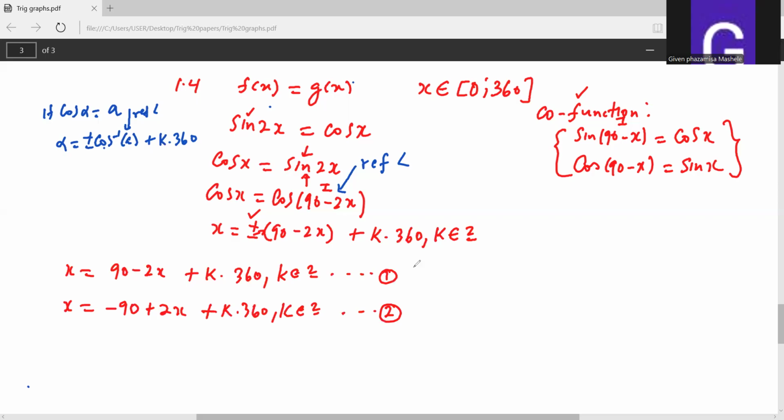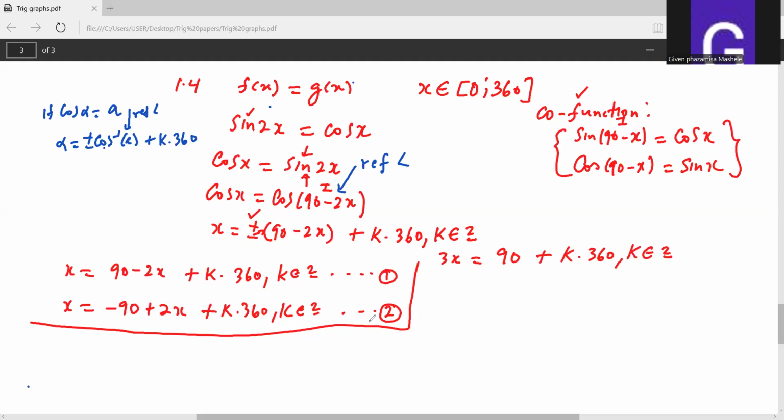To solve for x on this expression, we're going to group the like terms. Grouping the like terms means first we'll transpose the minus 2x to the right-hand side. This will be x plus 2x, which will be 3x. I believe you guys are following. So x plus 2x is 3x. So it's 3x equals to 90 plus k times 360 when k is an element of integers.